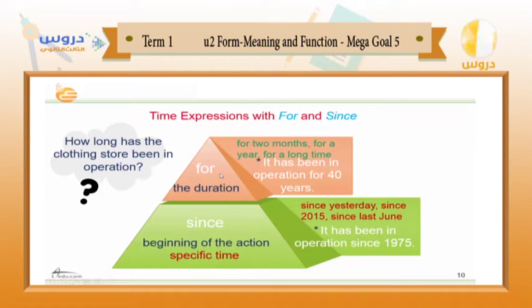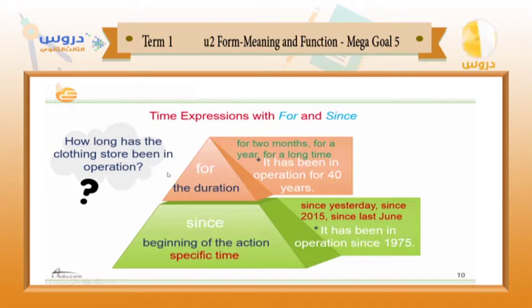All right, now if I want to ask about the duration or specific time for the present perfect, do you think I use when? Is it correct to say when? When has it been in operation? No, absolutely, it's wrong to use when for the present perfect. Be careful, don't use when to ask about time. We have to use how long has the clothing store been in operation. How long, instead of saying when. The common mistake that is made by students is using when to ask about the duration or specific time. So we have to use how long has the clothing store been in operation.